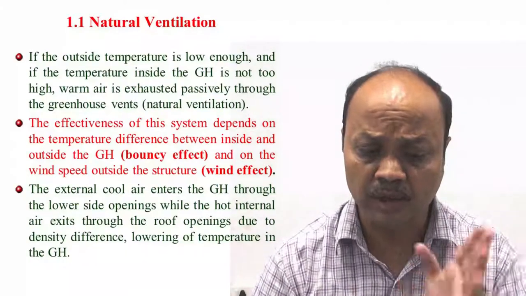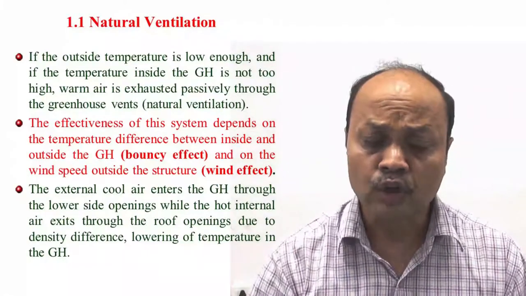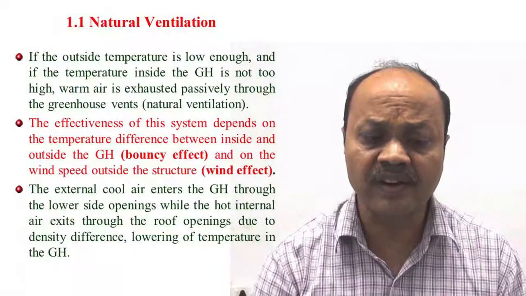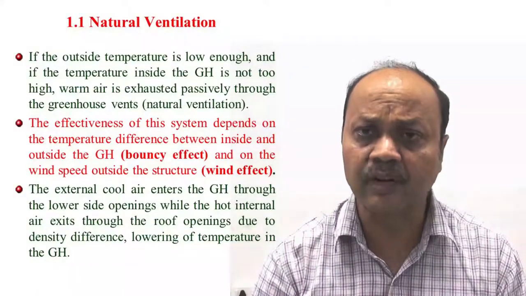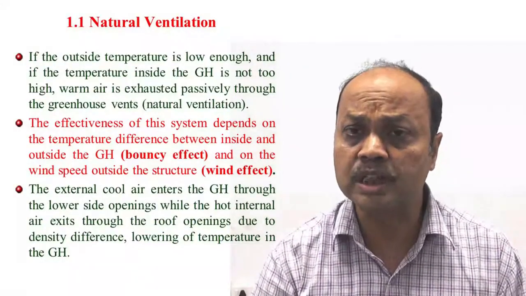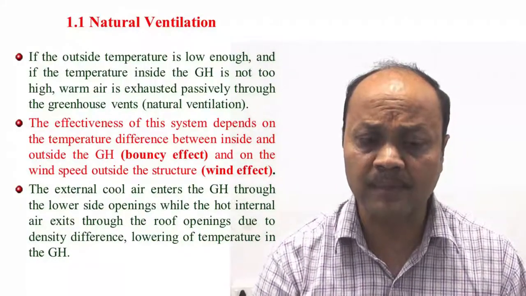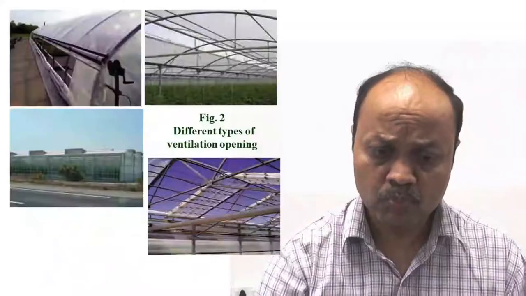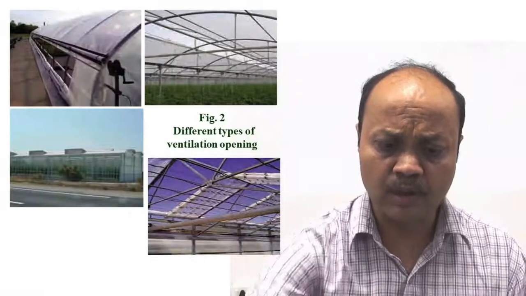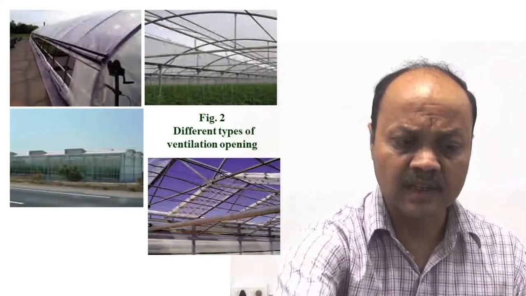Due to density difference, the cooling will happen. So normally at any time the two effects occur, buoyancy effect and wind effect, and based on which is more predominant, the overall cooling of a greenhouse happens in natural ventilation. So you can see, normally you have seen the ventilation on the top and on the side.